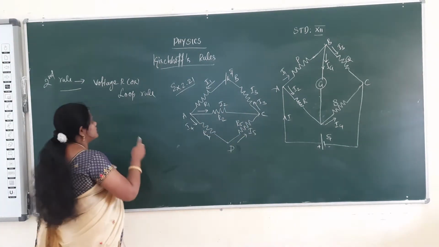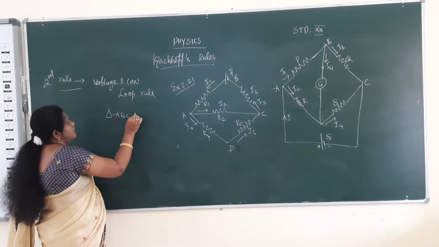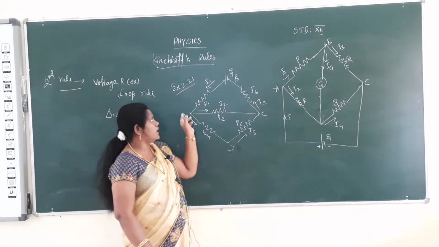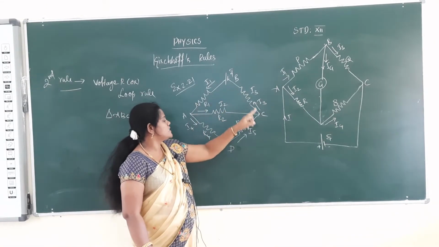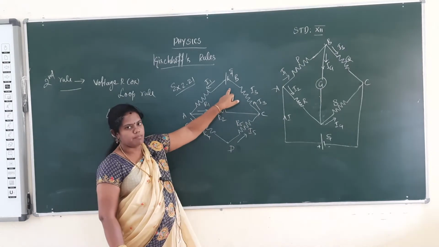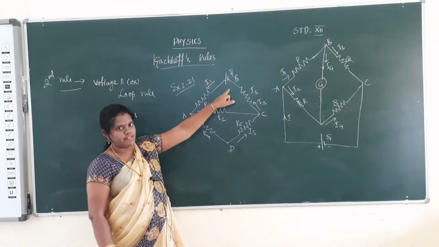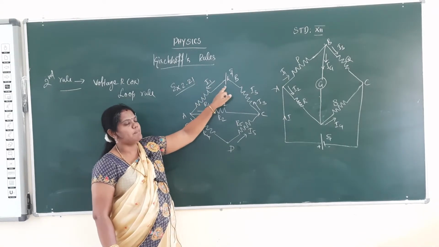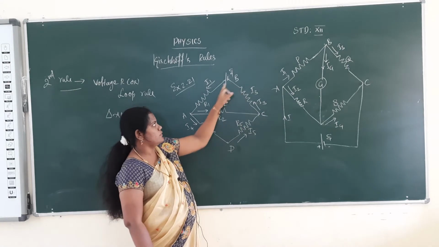First we consider the triangle A, B, C, and A. The current will be flowing A, B, C, again A. Okay, A, B, C, A. We consider from the battery, so we have to denote it. The current flows from the battery, so the battery sign will be positive, with I1, I2 and I3.